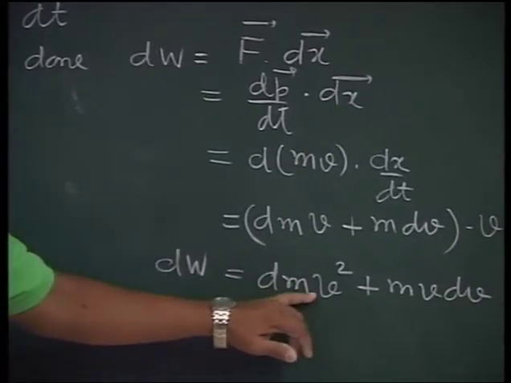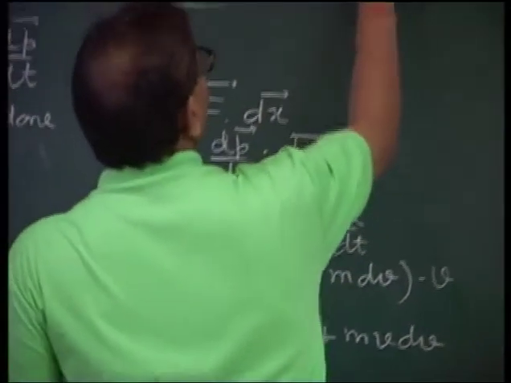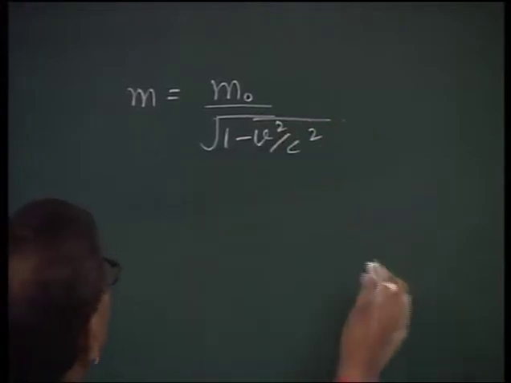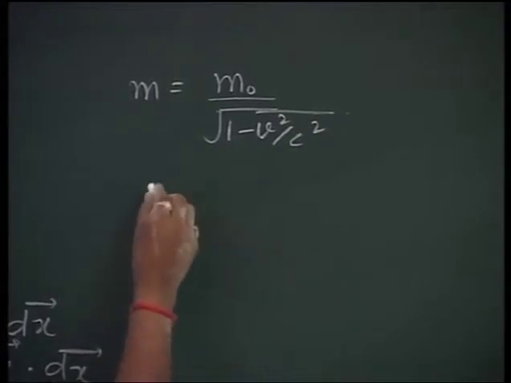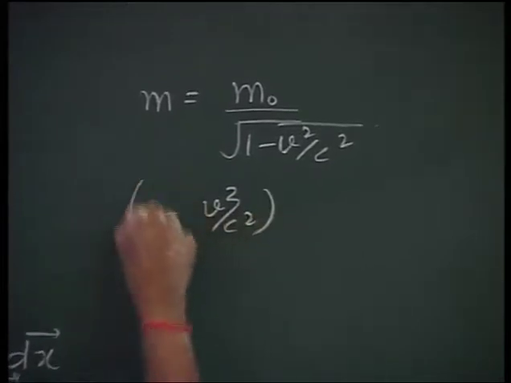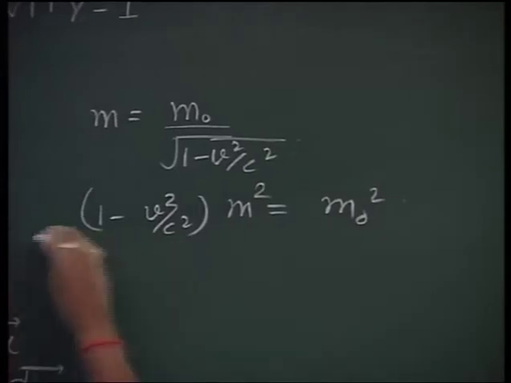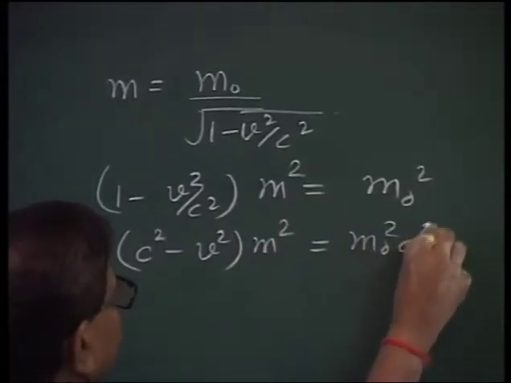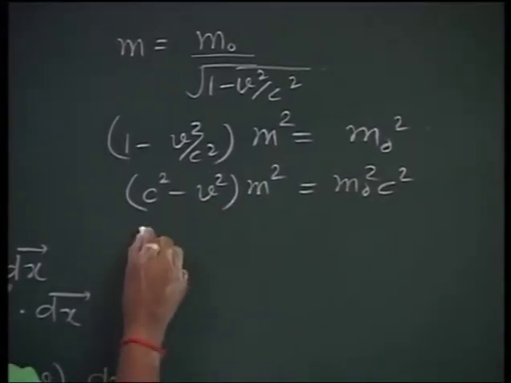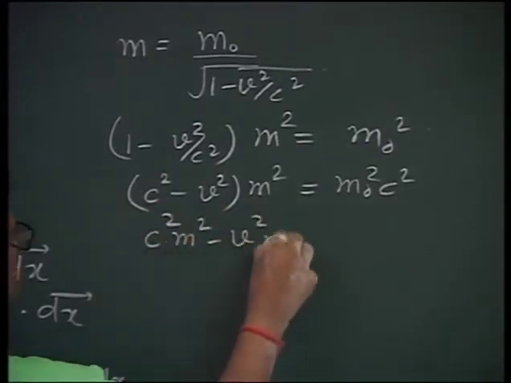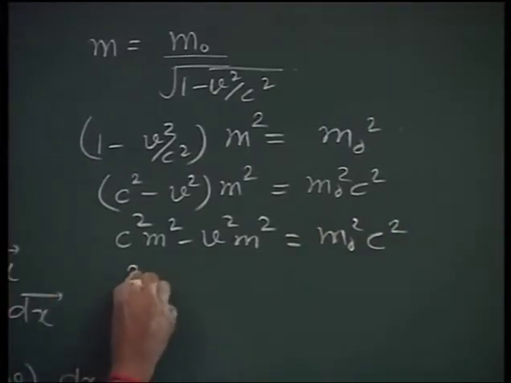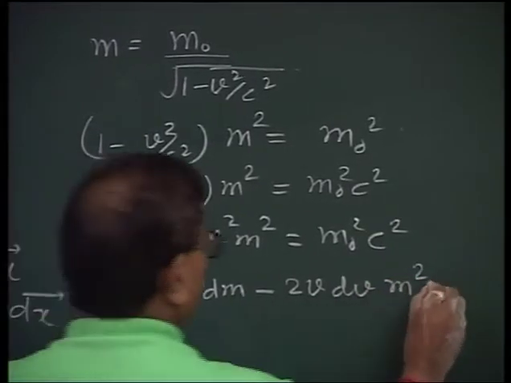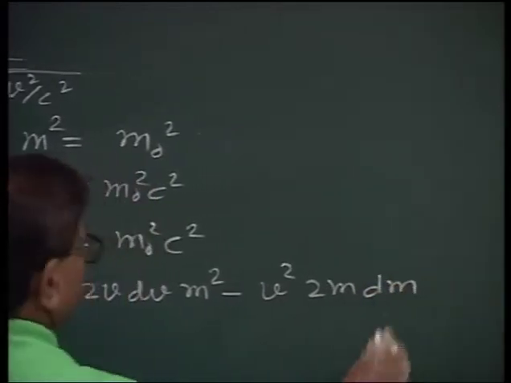Since variation in mass is coming up here, dm, we use this relation m is equal to m0 upon under root 1 minus v square by c square. To simplify the mathematics, what we do, we square it and write m square (1 minus v square by c square) is equal to m0 square. Multiplying the entire relation by c square, we get (c square minus v square) m square is equal to m0 square c square. Differentiating, we have c square twice m dm minus twice v dv m square minus v square twice m dm is equal to 0.